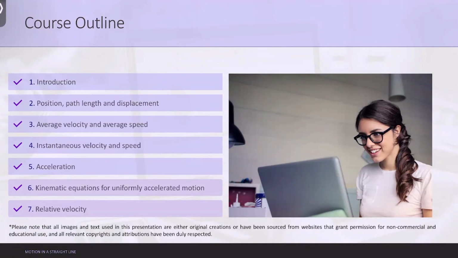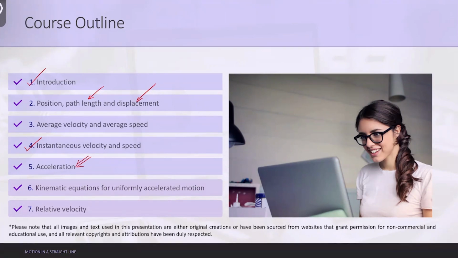So right now we are on the last few concepts regarding instantaneous velocity, and then we can move on to the acceleration point. We started with the introduction part in which we understood that we are studying motion in a straight line only. Then after this we understood the difference between path length and displacement.